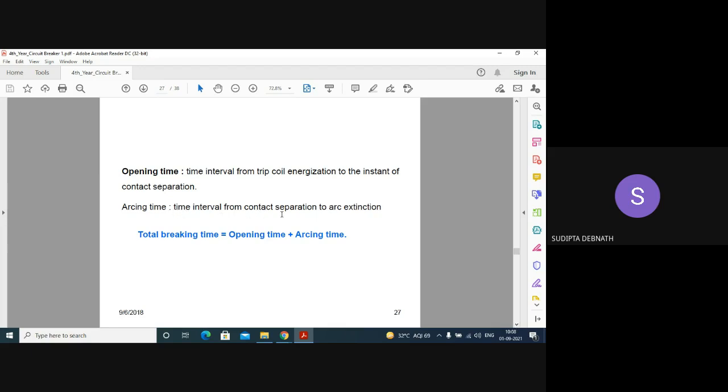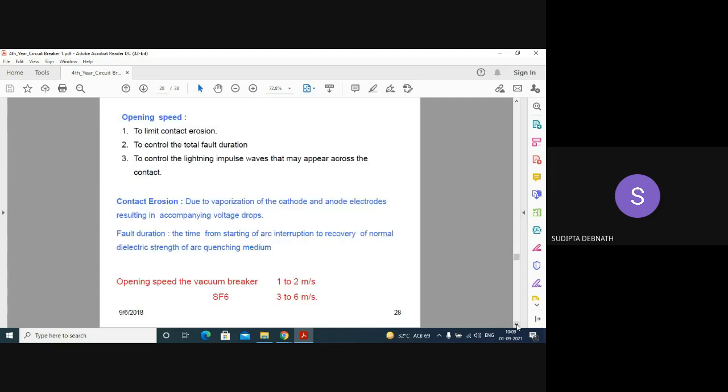Arcing time is the time interval from contact separation to arc extinction, because after contact separation only the arc comes into the picture. So what is the total breaking time? The total breaking time is the time difference from the instant of trip coil energization to the full extinction of the arc. That is the total breaking time of a circuit breaker.